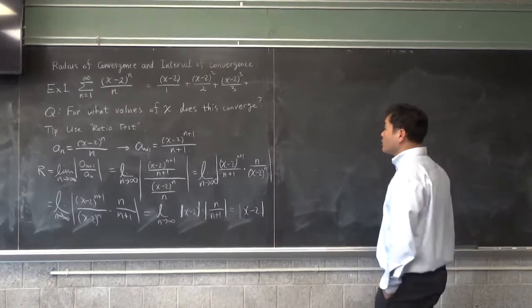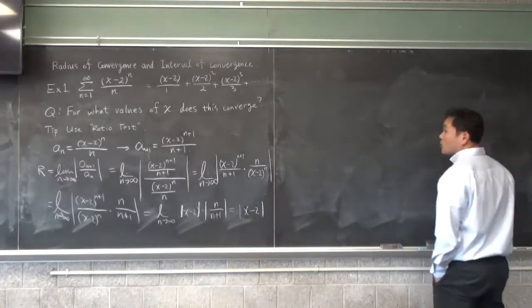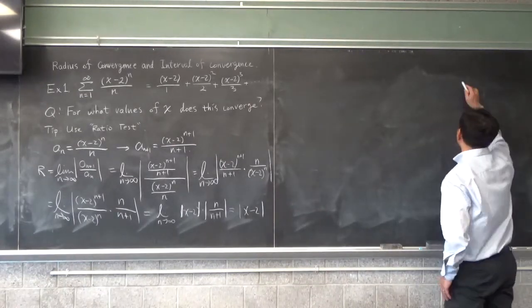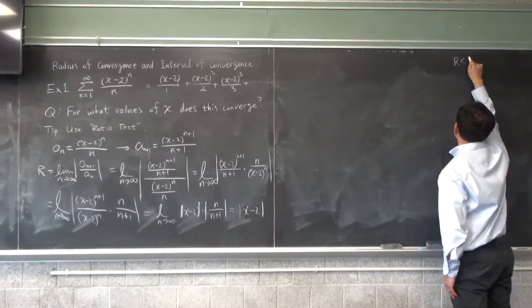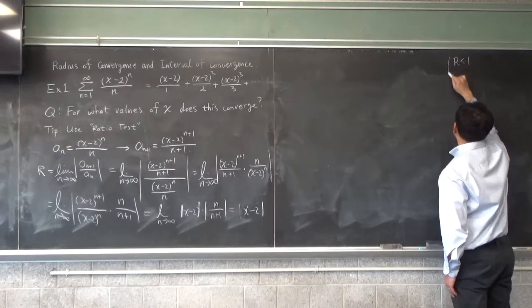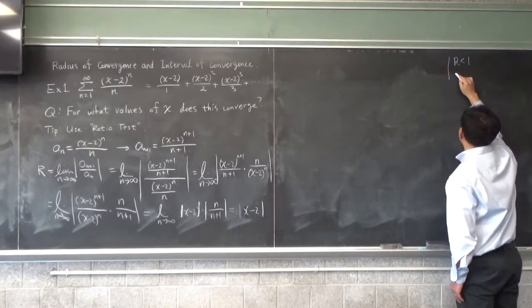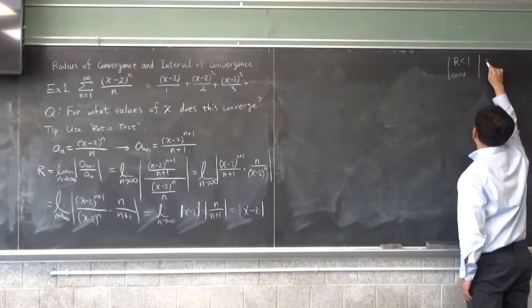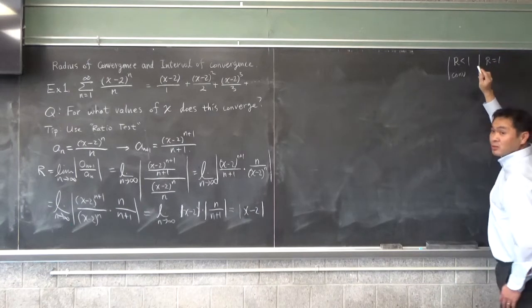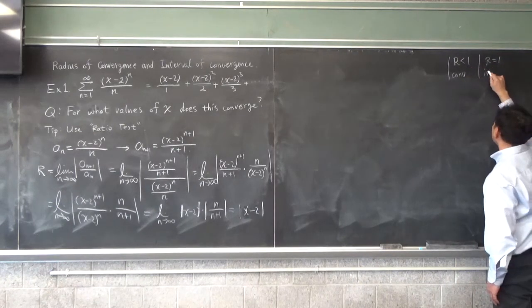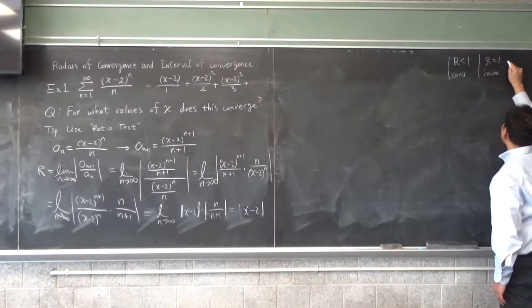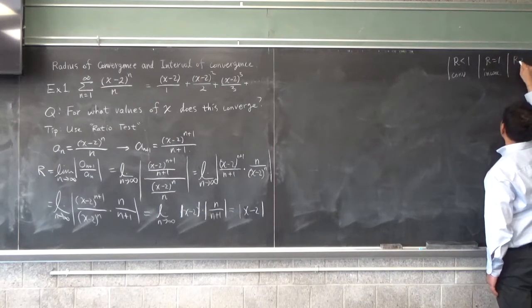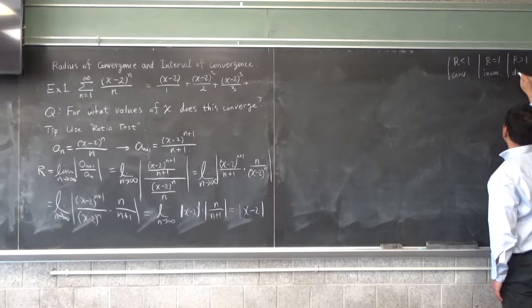Okay. Now let's recall what the ratio test says. If r is less than 1, what do we know? Converges. When r is 1, what do we know? Inconclusive. And when r is bigger than 1, diverges.